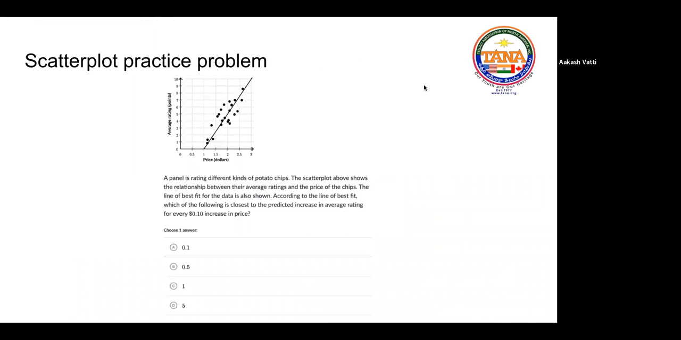Here is another practice problem. I'll give you guys a minute to do this one. Hopefully more of you got it right than the last time. Last one.